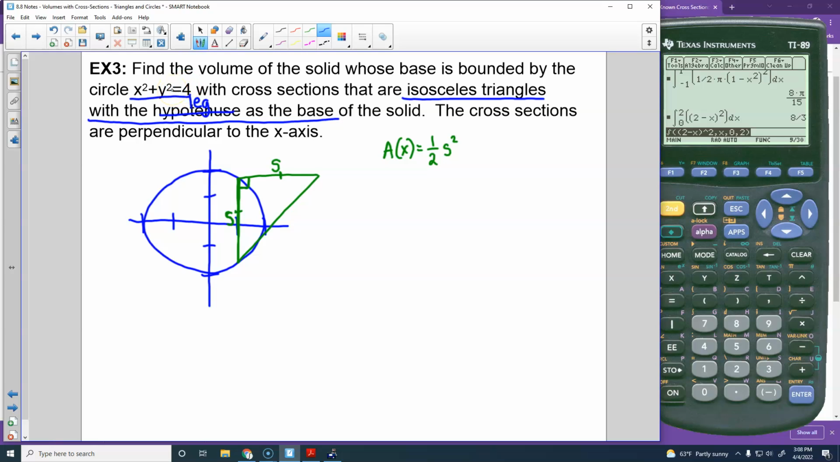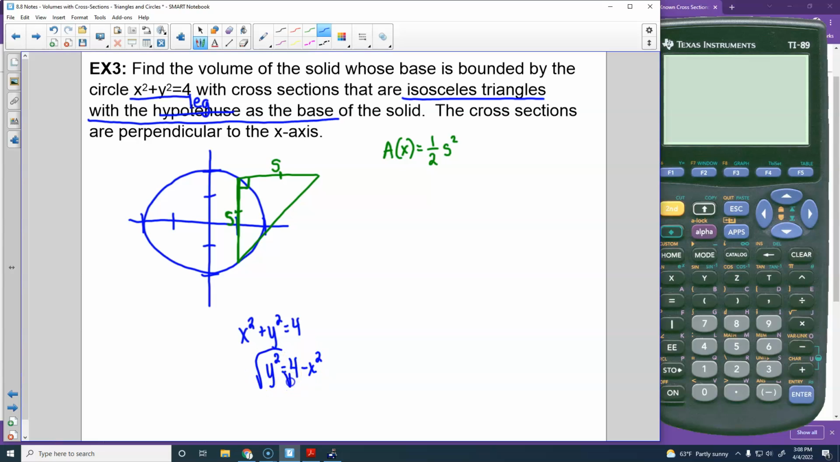Is this a dy or a dx problem? Dx. So I'm going to solve this equation for y. X squared plus y squared equals 4. If I subtract x squared, I will get y squared equals 4 minus x squared. I will square root both sides of that, and so y will equal plus or minus the square root of 4 minus x squared.